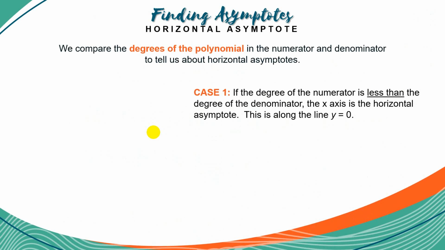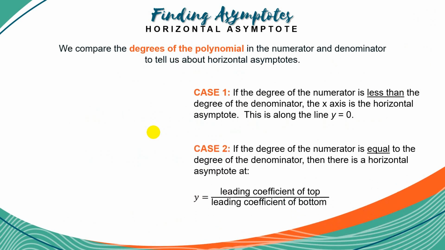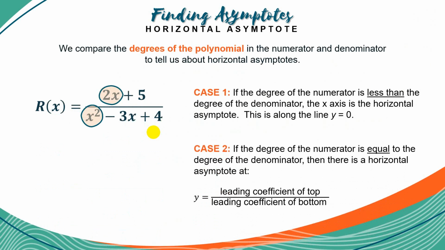asymptotes. For case number 1, if the degree of the numerator is less than the degree of the denominator, the x-axis is the horizontal asymptote. This is along the line y is equal to 0. For case number 2, if the degree of the numerator is equal to the degree of the denominator, then there is a horizontal asymptote: y is equal to the leading coefficient of the top over the leading coefficient of the bottom.